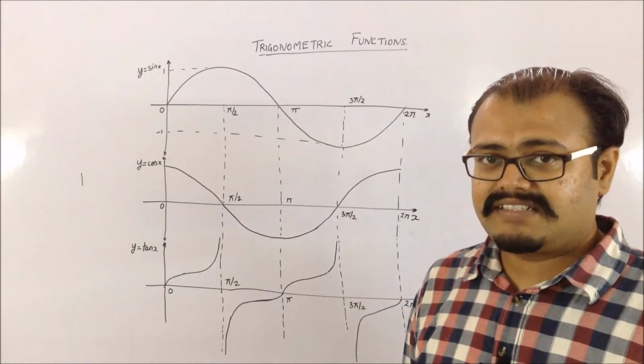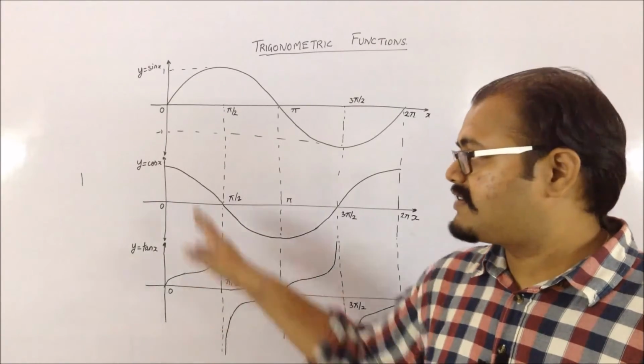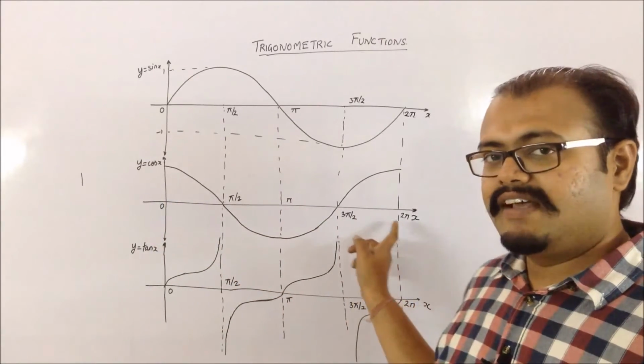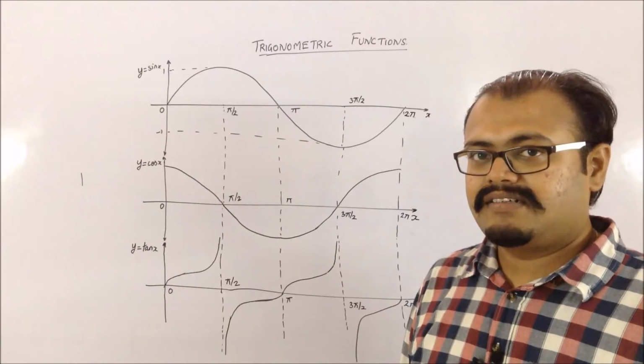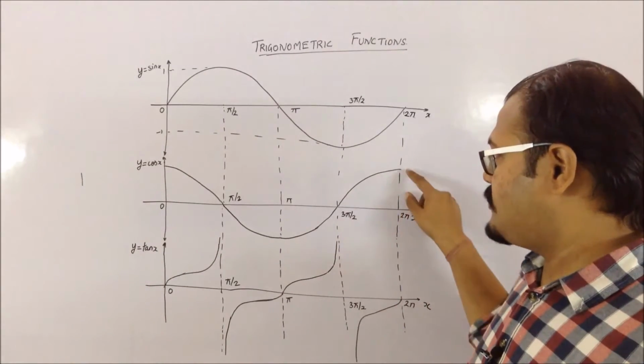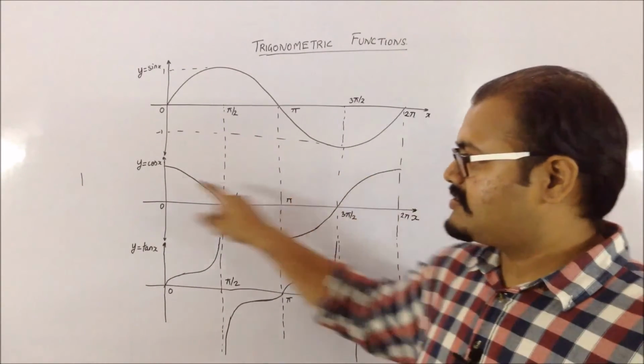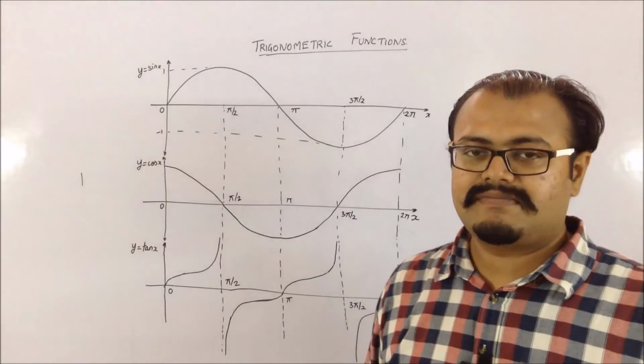It is a periodic function with a period of 2 pi. So after every 2 pi interval, my cos function will be repeating. So if you go on plotting this, it will be continuously going on in this fashion only.